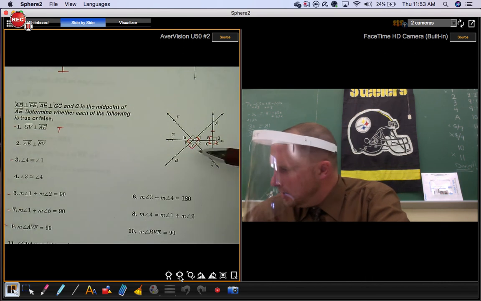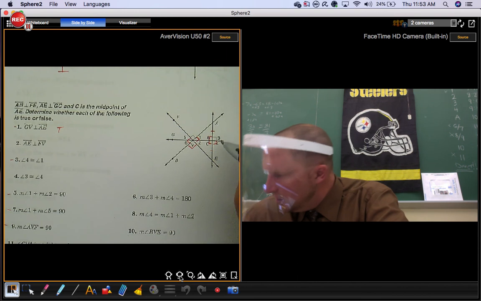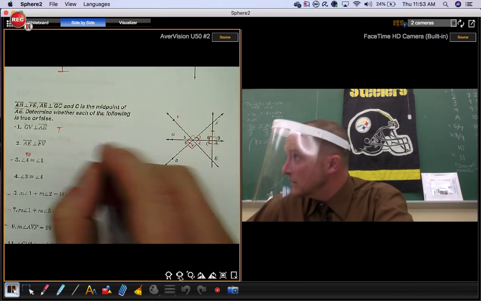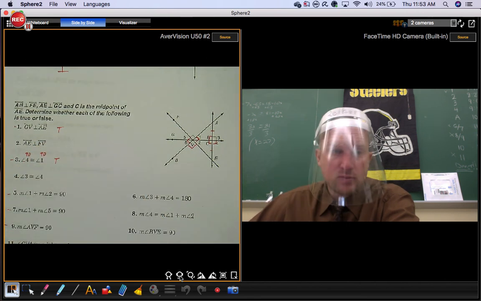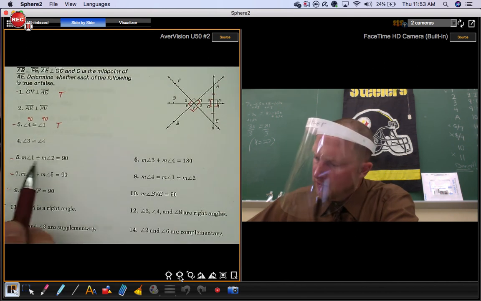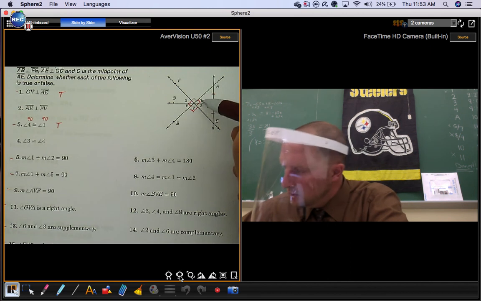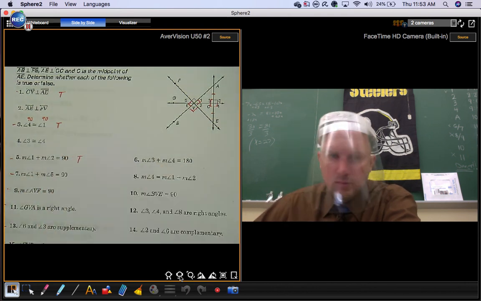Number 3, is angle 4 congruent to angle 1? Well, angle 4 is a 90-degree angle, and so is angle 1. So that's true. Number 5, measure of angle 1 plus measure of angle 2 equals 90. There's angle 1 and angle 2 right there. Do they make a right angle? They do.